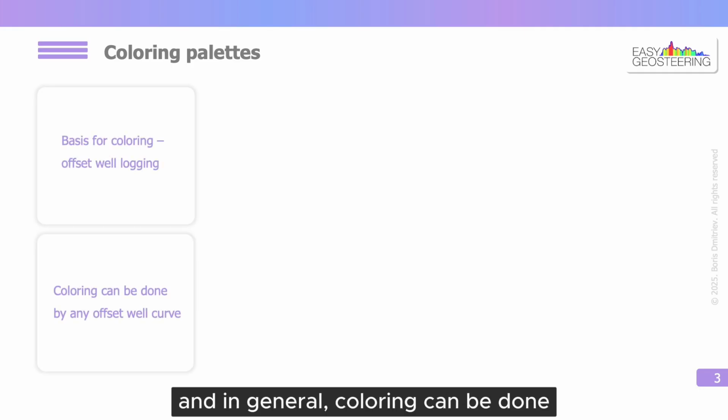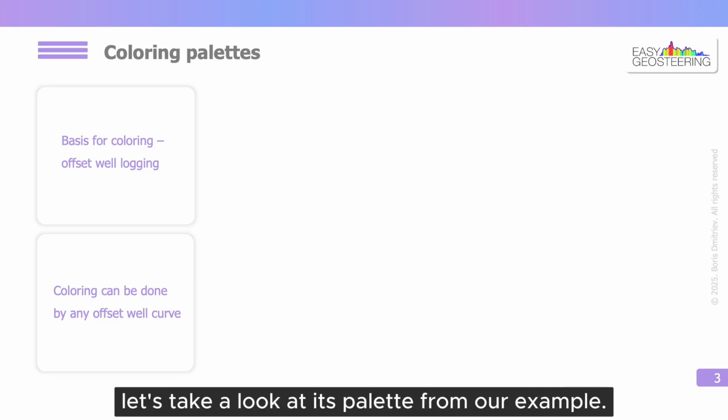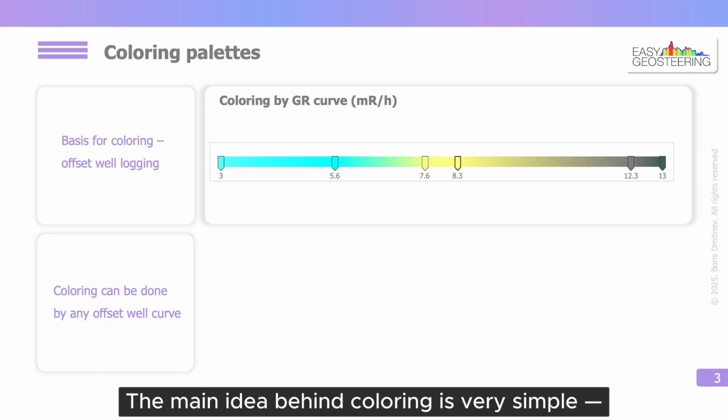So, the basis for coloring is a specific offset well log, and in general, coloring can be done using any offset curve. One of the most common options is gamma ray. Let's take a look at its palette from our example. The main idea behind coloring is very simple. We assign a specific color to a certain gamma ray level. Here we have it in microroentgens per hour.